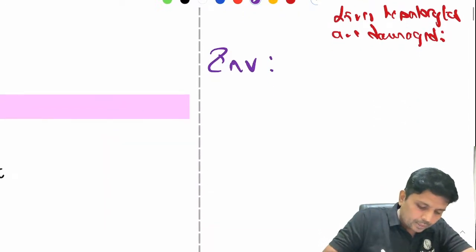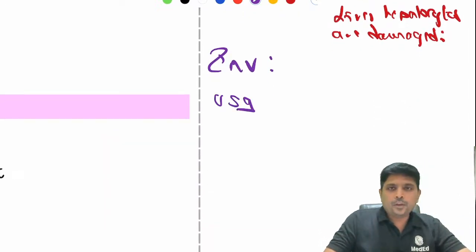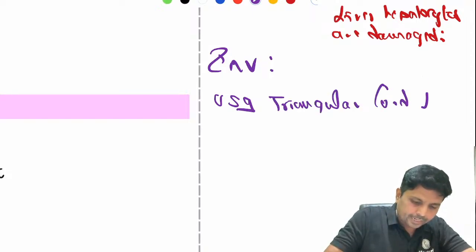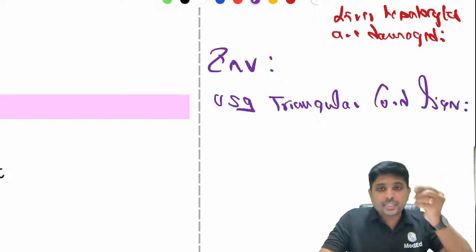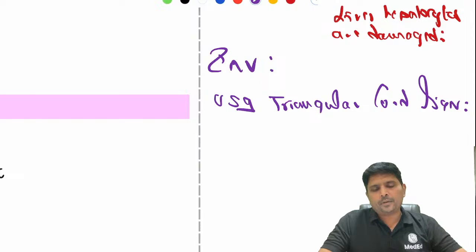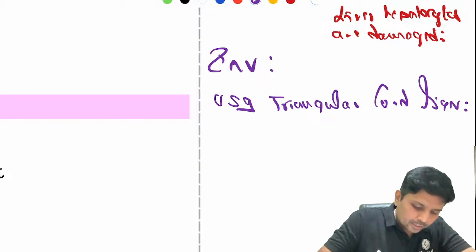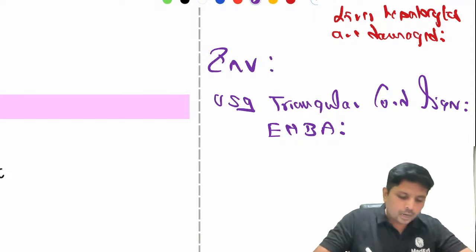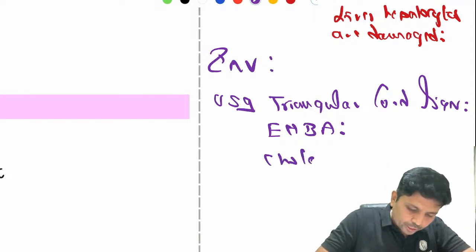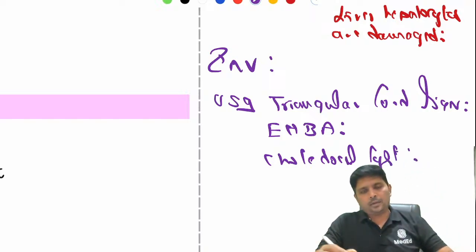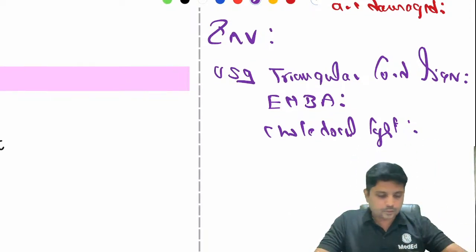One, in ultrasound, you can have the triangular cord sign. That is suggestive of atretic extrahepatic biliary radicals, so it is a feature of extrahepatic biliary atresia. Or in ultrasound, you can see a choledochal cyst. This is with respect to ultrasound.